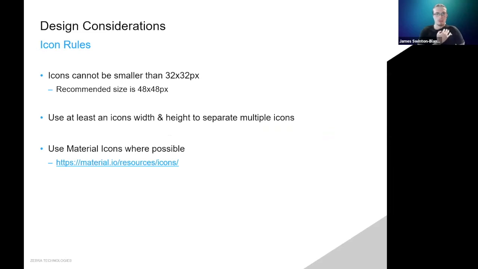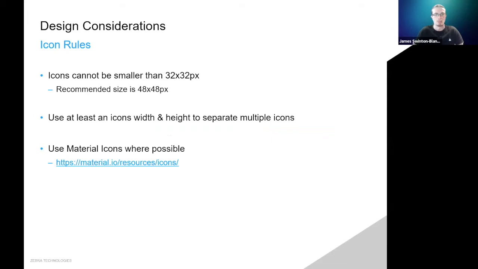And then finally, for the design considerations, we have some rules for the icons. The icons cannot be smaller than 32 by 32 pixels, and we recommend the size should be at least 48 by 48 pixels. You want to use at least an icon's width and height to separate multiple icons. You don't want them to be too congested, because then it can be hard for the user to discern where one icon ends and another starts.